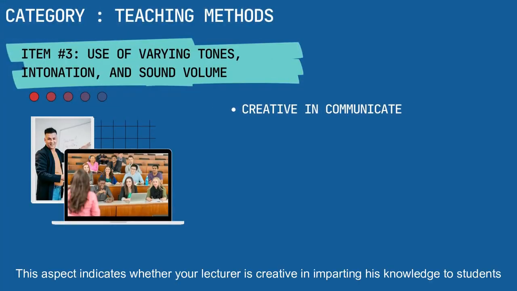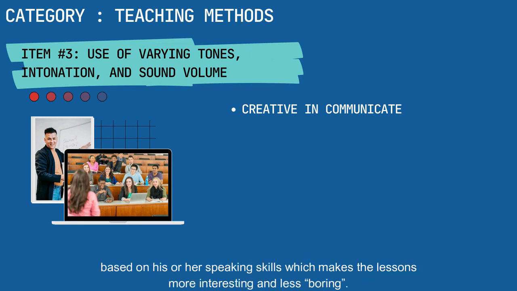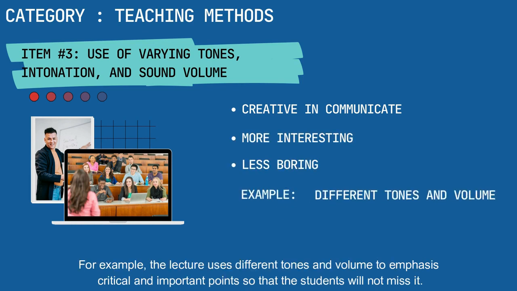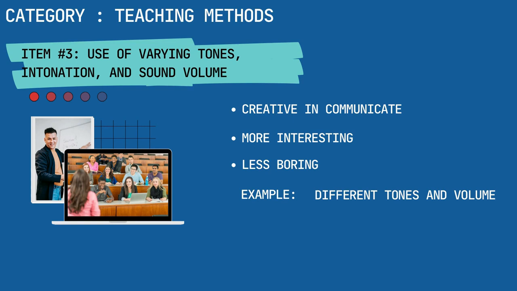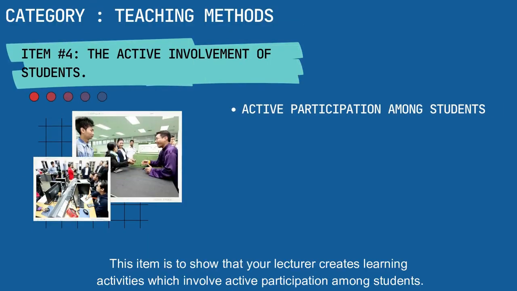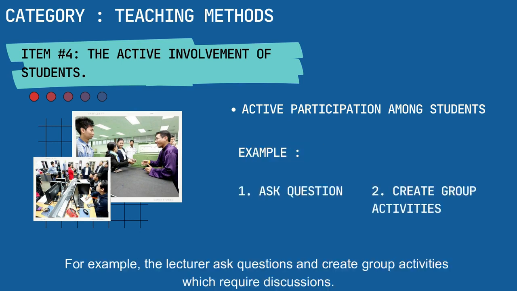This aspect indicates whether your lecturer is creative in communicating his knowledge to students, based on his or her speaking skills, which makes the lessons more interesting and less boring. For example, the lecturer uses different tones and volume to emphasize critical and important points, so that the students will not miss it. This item shows that your lecturer creates learning activities, which involve active participation among students. For example, the lecturer asks questions, and creates group activities which require discussions.